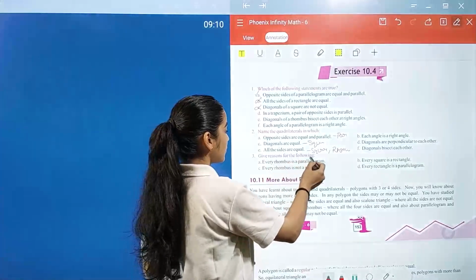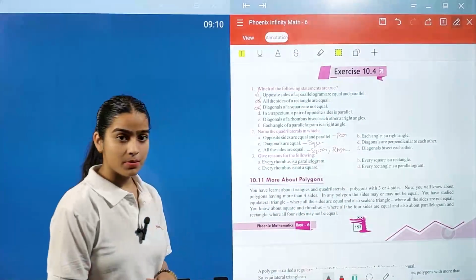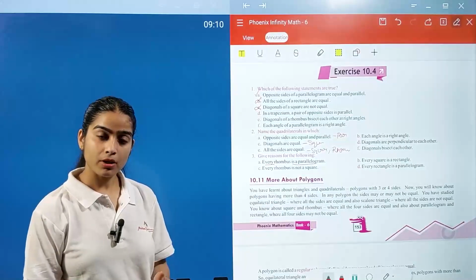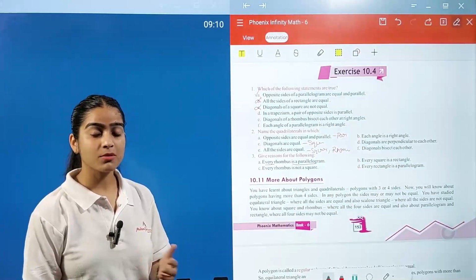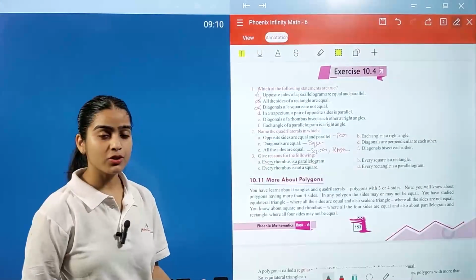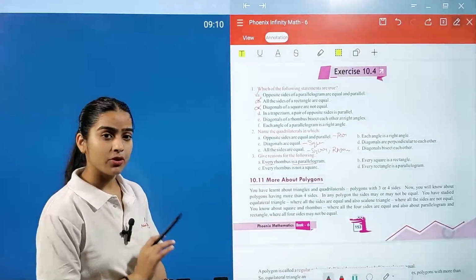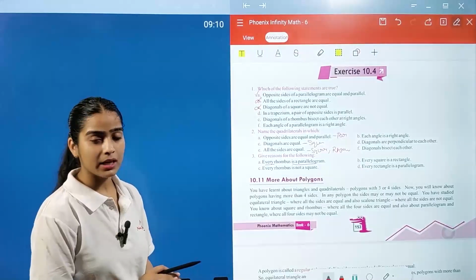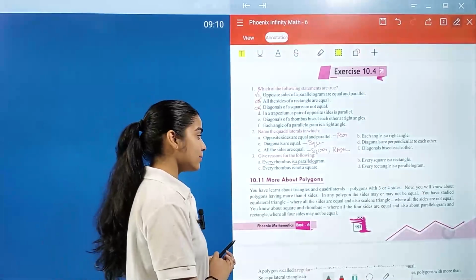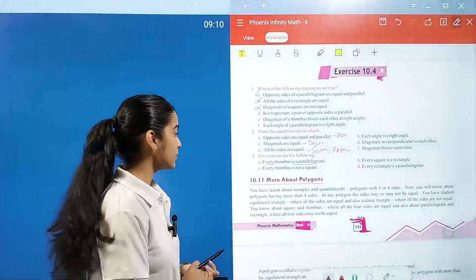Now give reasons for the following. Every rhombus is a parallelogram. Every rhombus is a parallelogram because in rhombus we have opposite sides parallel to each other, right? So in parallelogram what we have to mention is that opposite sides are parallel to each other. So this condition is fulfilled by your rhombus. That is why we can also say that a rhombus is a parallelogram. In the same way you have to give the reasons for the rest of the parts in question number 3.